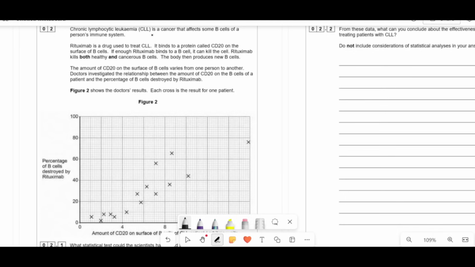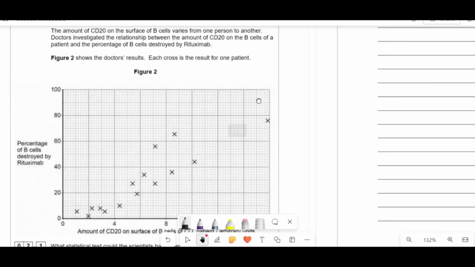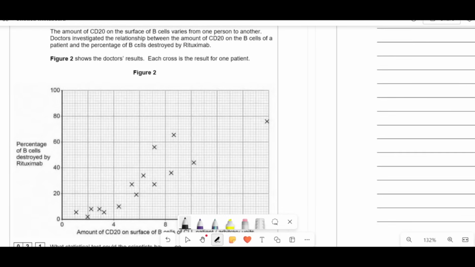So chronic lymphocytic leukemia is a cancer that affects some B cells of a person's immune system. Rituximab is a drug that's used to treat CLL. It binds to a protein called CD20 on the surface of B cells, and if enough rituximab binds to a B cell, it can kill the cell. Rituximab kills both healthy and cancerous B cells, and then the body makes new B cells. So the amount of CD20 on the surface of these varies from one person to another.